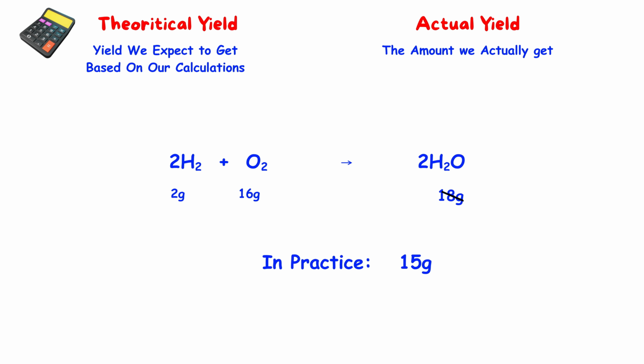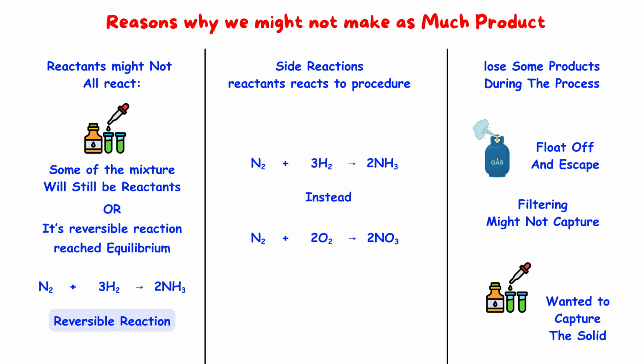There are several reasons why we might not achieve a 100% yield, or in other words, why our actual yield is less than our theoretical yield. Although many factors could be responsible, there are 3 especially common reasons that you need to be aware of for your exams or understanding.